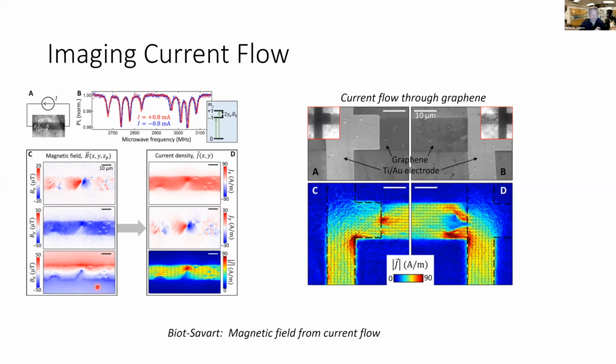So it's really what we call vector magnetometry. It measures all three directions. If you know all three directions, you can actually back out what the current density is, what the current flow is going to look like. And so they can image the current flow in the graphene sheet. That's why they get these beautiful pictures here.